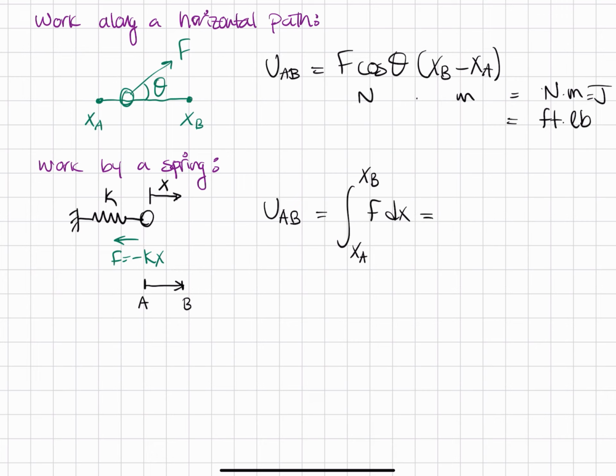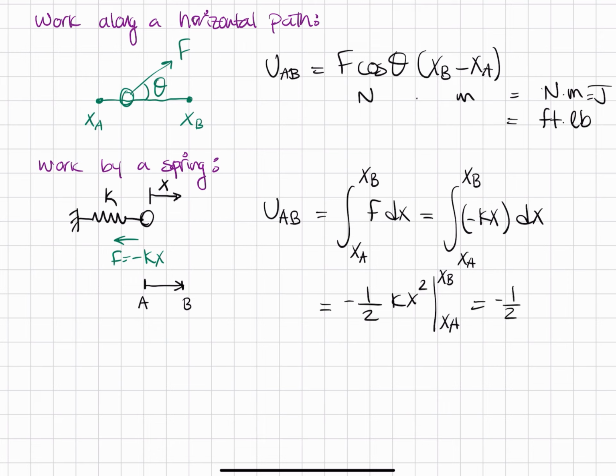So we already know what the force is. Here we have the integral from XA to XB of minus Kx, right? The force is in the opposite direction as the displacement. So we leave it as a negative, and we have dx. So this equals minus 1/2 k x squared, evaluated from XA to XB. And so if I put the bounds in, what I end up with is minus 1/2 k (XB squared minus XA squared), right?